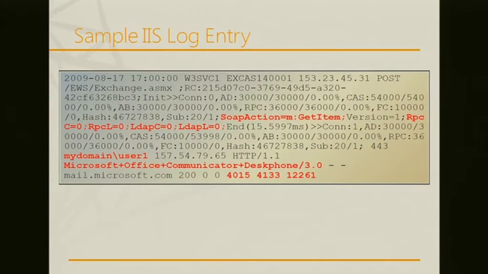So just to show you how the log entry looks, highlighted in red is how we can figure out that this is a SOAP action, GetItem, and these are the RPC and LDAP counts and latencies. Basically, that's how we can correlate your events with the client app.